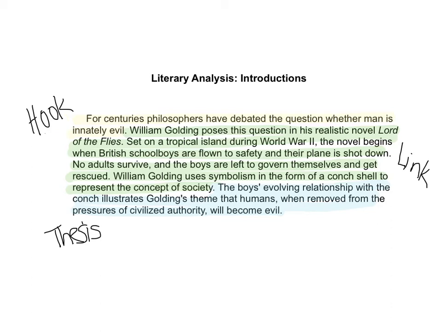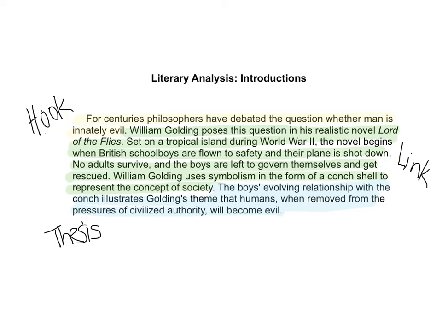Next are the linking details. "William Golding poses this question in his realistic novel, Lord of the Flies. Set on a tropical island during World War II, the novel begins when British schoolboys are flown to safety and their plane is shot down. No adults survive, and the boys are left to govern themselves and get rescued. William Golding uses symbolism in the form of a conch shell to represent the concept of society."